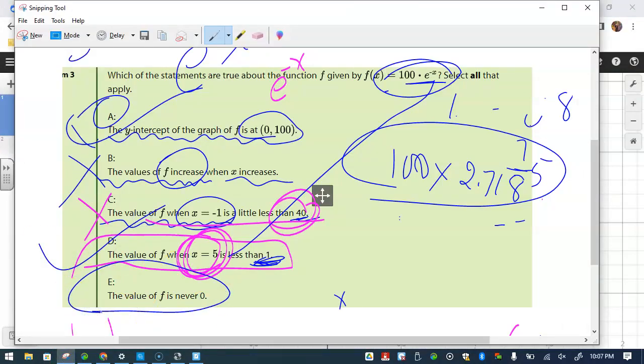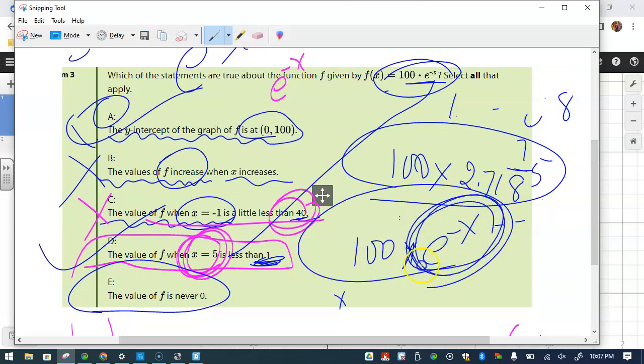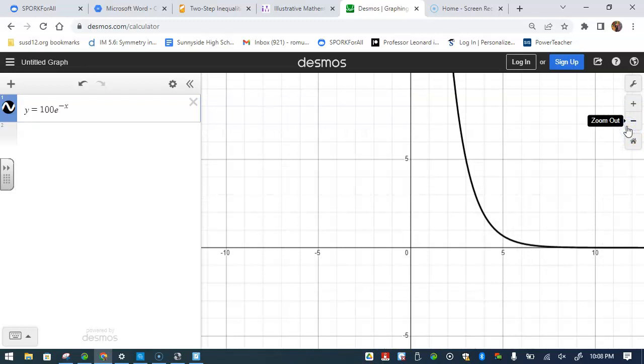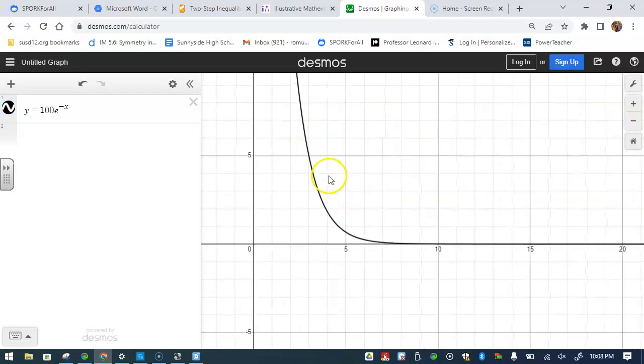What about f is never 0? Now when you have 100 and e raised to minus x, remember this is e raised to minus x. So this exponential part will never be 0. And we can see also, if I take this off and put y equals 100 e raised to the power minus x, this is how the graph will look. Okay? And you can see clearly the graph starts from up and goes all the way down. Even though it looks like it is zero, it is not.